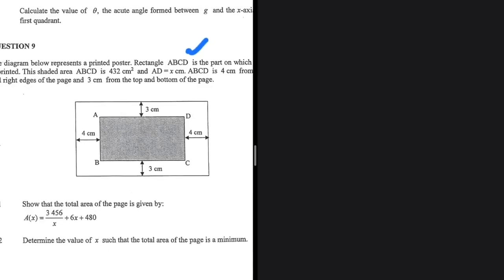Question 9 is usually difficult, but I think this one was bearable. Let's take a look at it. The diagram below represents a printed poster. A rectangle ABCD is the part on which the text is printed. The shaded area ABCD is 432 centimeters squared, and AD is equal to x centimeters.